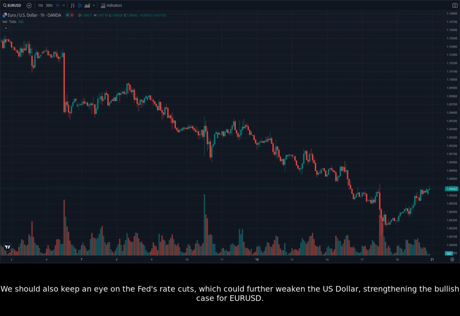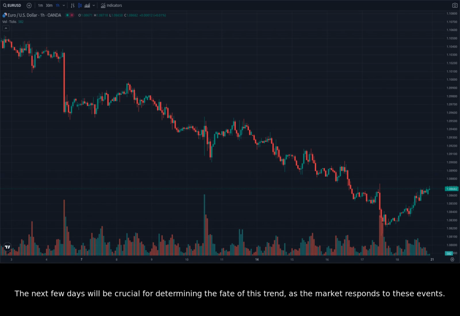We should also keep an eye on the Fed's rate cuts, which could further weaken the U.S. dollar, strengthening the bullish case for EURUSD. The next few days will be crucial for determining the fate of this trend, as the market responds to these events. To summarize, the EURUSD is facing a complex market environment with both bullish and bearish factors at play.